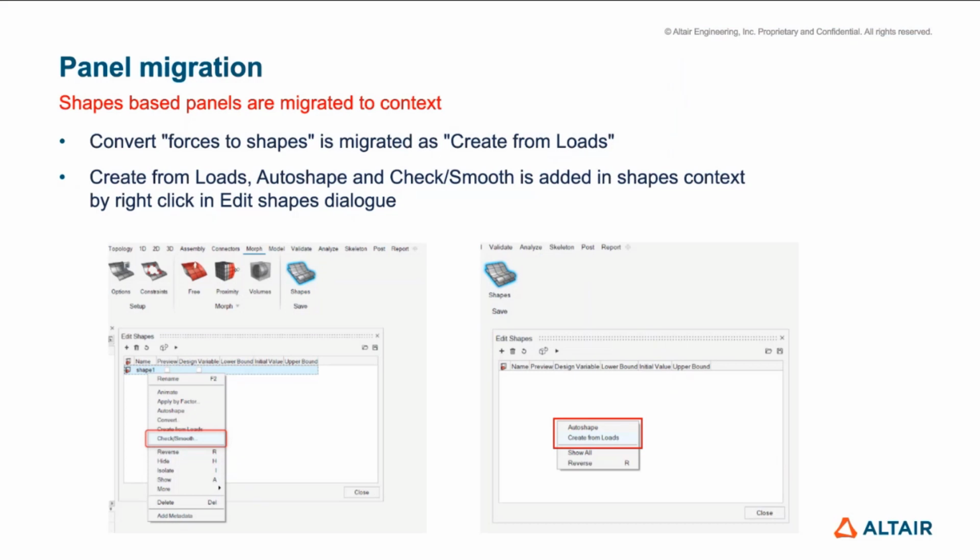Coming to the panel migration of morphing, with respect to the shapes context, check smooth, auto shape, and create from loads have now been migrated to shapes; earlier they were pointing to the panels. Now they can be accessed through the shape context, the edit shape dialog, where on right click all these options come up. Check smooth will be enabled when there is already a shape created and we want to either check it or smooth it. Auto shape and create from loads do not require that we have a shape for that. We can just right click on the edit shape dialog, then go ahead and create the shapes from that.